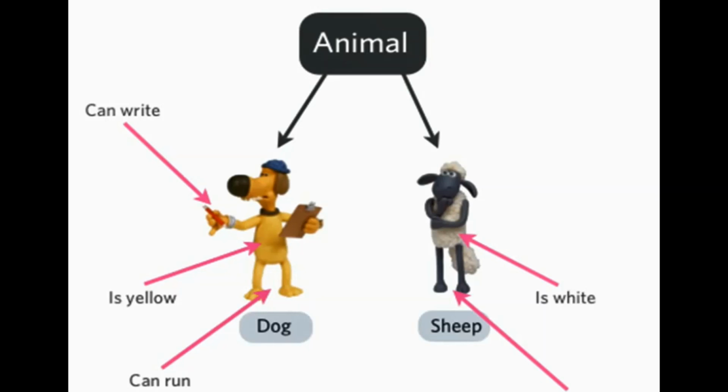Obviously a dog can't write, I'm just making it as an example. And similarly a dog can run, so that's an action or method. I mean the dog can do some kind of work here. Similarly a sheep can run, that means the sheep can run faster.